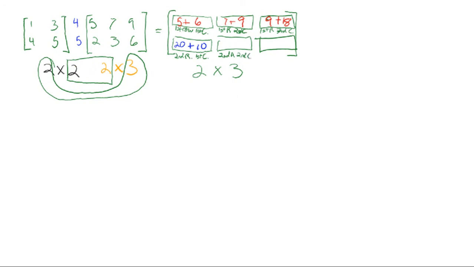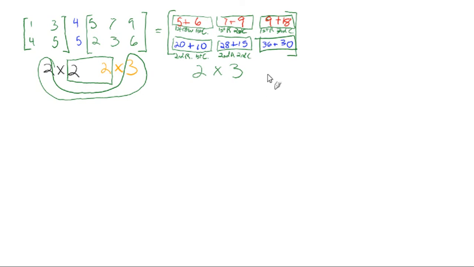Okay. So second row again, we're still using the second row from the first matrix, 4, 5, times the second column. So 4 times 7 is 28, and 5 times 3 is 15, so then we add 15. Second row, third column, second row times the third column. 4 times 9 is 36, plus 5 times 6 is 30. Yes, that's correct.